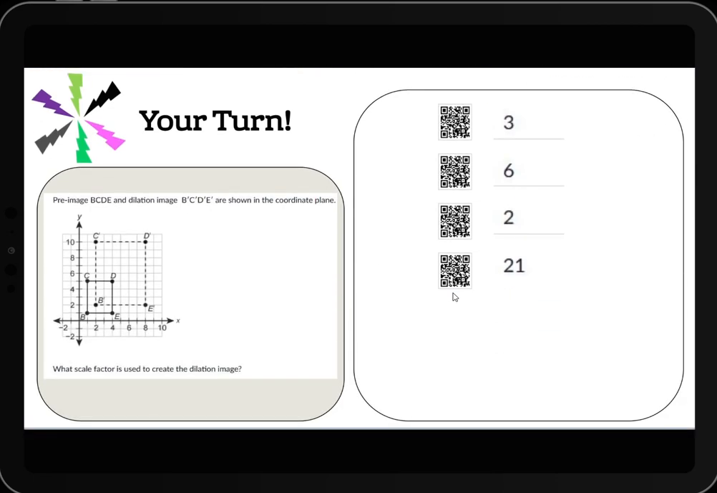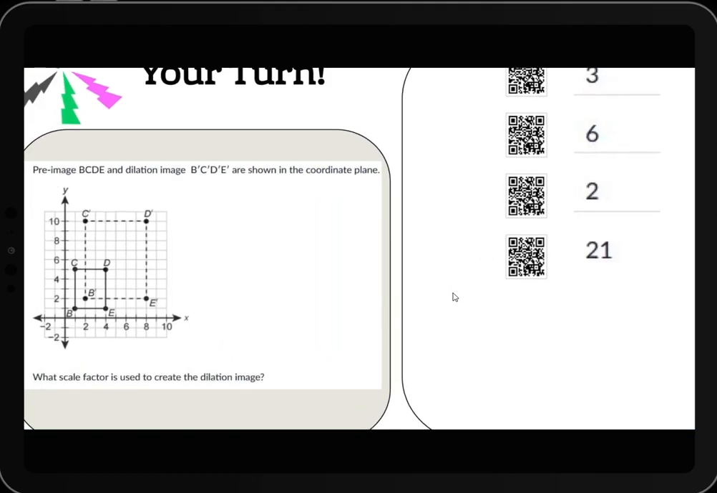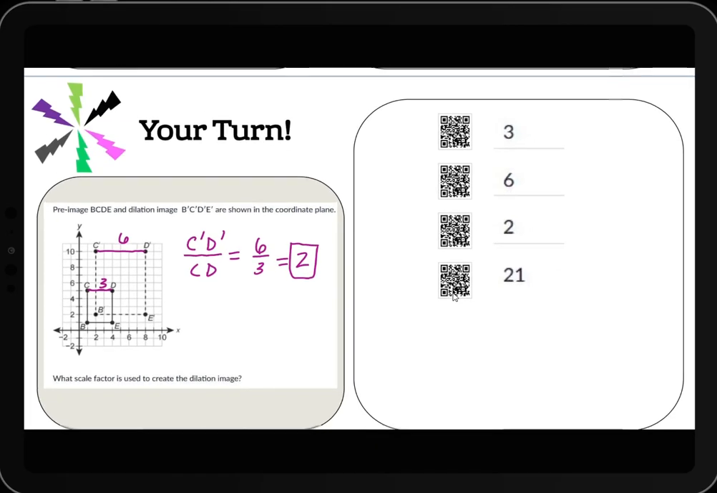So how would I find the scale factor here? Pause and determine for yourself. One simple way, again, could be comparing a side length that's new divided by its corresponding old side length. So here I have a length of 6 divided by a length of 3. So that gets me 2. So my scale factor would be 2. The best answer here is going to be 2.